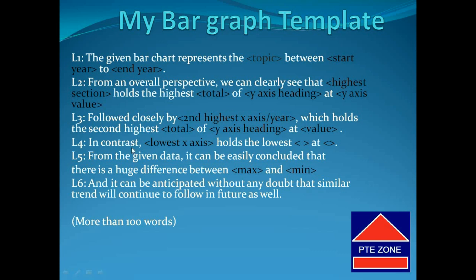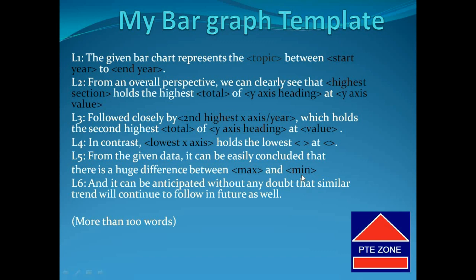In contrast, then you will say the lowest value. So in line 2 you will talk about the highest value, in line 3 you will talk about the second highest value, and in the third you will mention in contrast and talk about the lowest value, right? Now, once you have talked about these 3 points, you will talk about the conclusion. The easiest conclusion for this bar graph can be, from the given data it can be easily concluded that there is a huge difference between the maximum value and the minimum value.